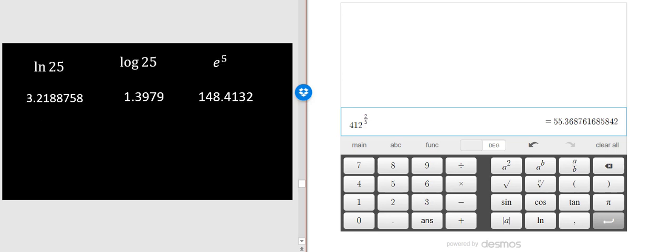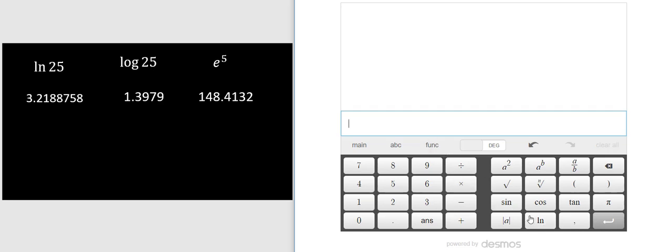Okay, also know how to do logarithms. So here we see the natural log of 25. To type this one in, there's a natural log button. It's an ln button. If we push the ln button and then put in the number we want, notice we get our solution, 3.218, etc.